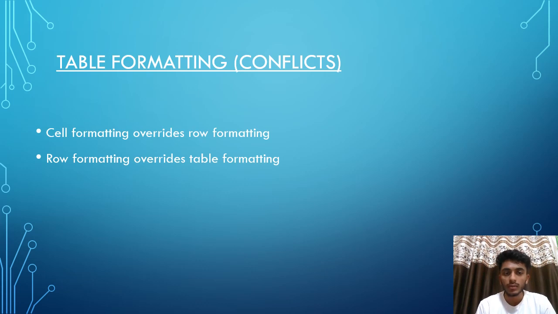Table formatting conflicts. This is the last slide, I guess. There are two conflicts in table formatting. Cell formatting overrides row formatting, and row formatting overrides table formatting. So these are the two conflicts that happen in table formatting.